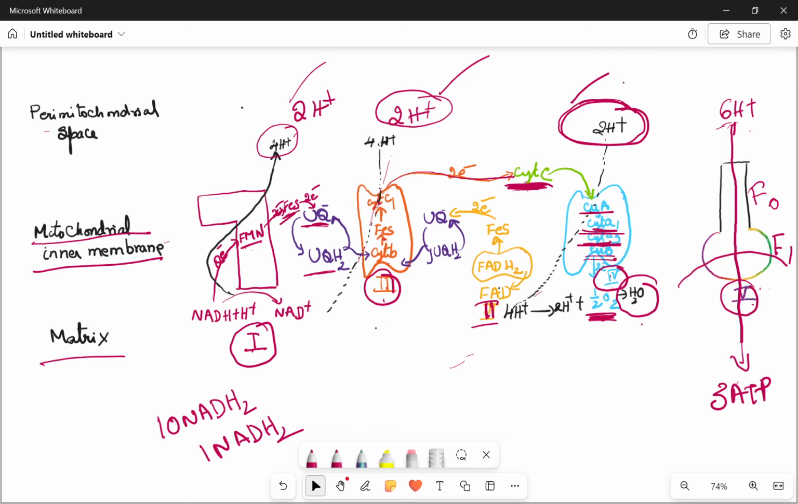So how is ATP synthesized here? What is this transportation? Facilitated diffusion. Facilitated diffusion is anything moving along the concentration gradient without using energy. When something moves along the concentration gradient, some energy is released. What is that energy? Proton motive force. That proton motive force is used for joining ADP, adenosine diphosphate, and inorganic phosphate to form ATP.